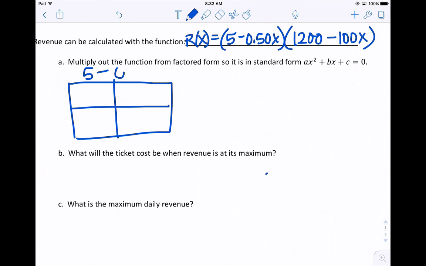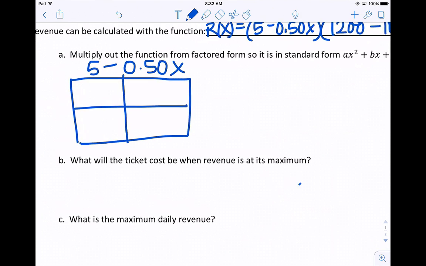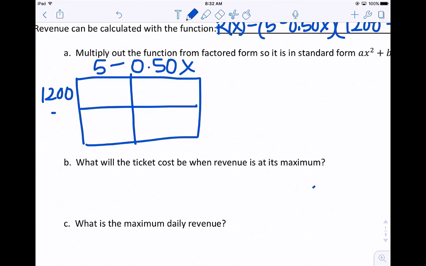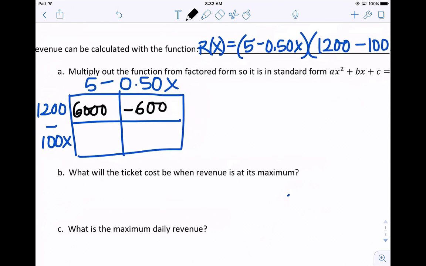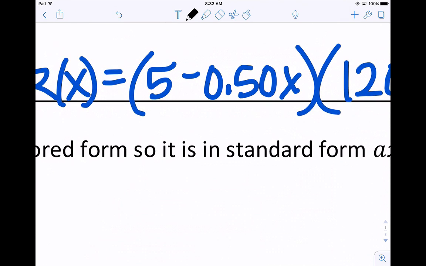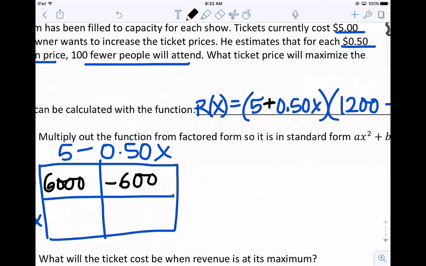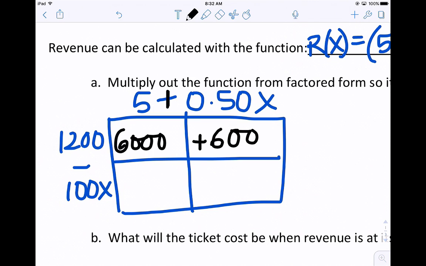And we have 5 plus 0.5x. And here we have 1,200 minus 100x. All right, we're going to multiply this out. So 5 times 1,200 is 6,000. 1,200 times 0.5 is 600. Oh, and this should be an increase in price. I'm sorry. So increase in price, this should be a plus. So $5 for every increase in price. So this should be a plus here. We have 5 times negative 100x, so that's negative 500x. And then we have 0.5 times negative 100, so that would be negative 50x squared.